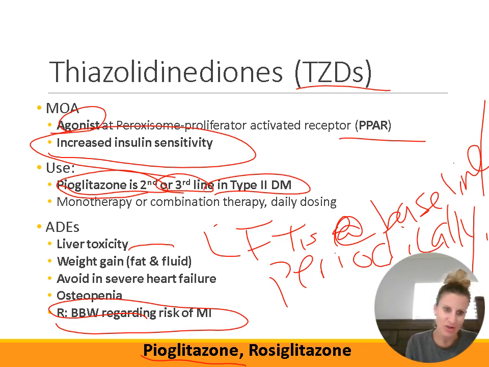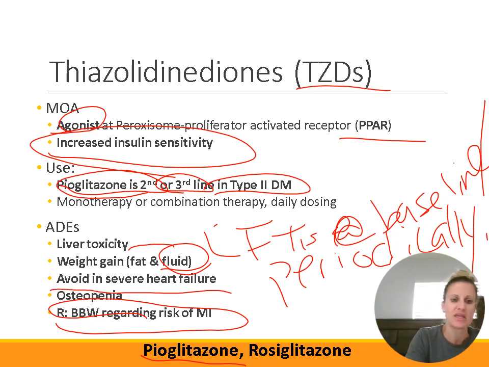Adverse drug effects include weight gain, both fat and fluid. The fat part is just weight gain, but this fluid part can be problematic in patients who have heart failure. So we avoid in severe heart failure. Also, osteopenia is also possible.